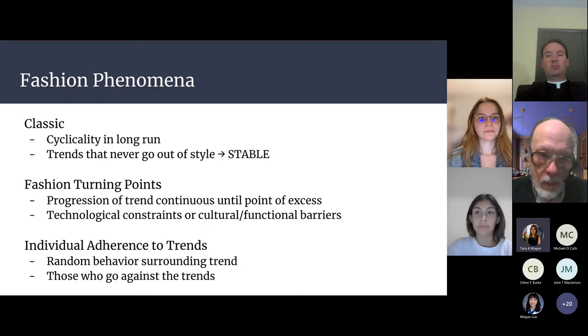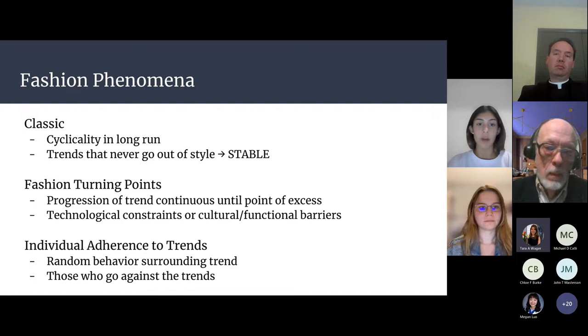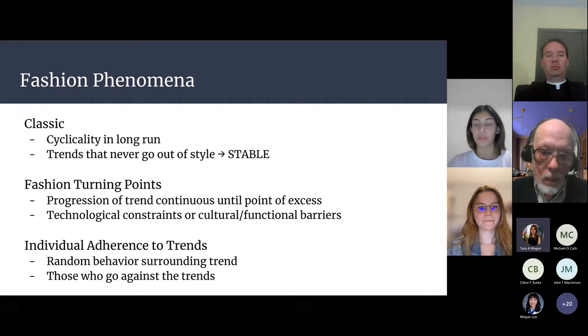Okay, and some other fashion phenomena we have are classic trends. So this is cyclicality in the long run. These are basically trends that never go out of style. They're always fashionable and they're always attractive to most people. And then we're going to talk about some fashion turning points. So this is the progression of a trend until a point of excess, when it's no longer functional, and then the trend takes a turn and goes in an opposite direction.